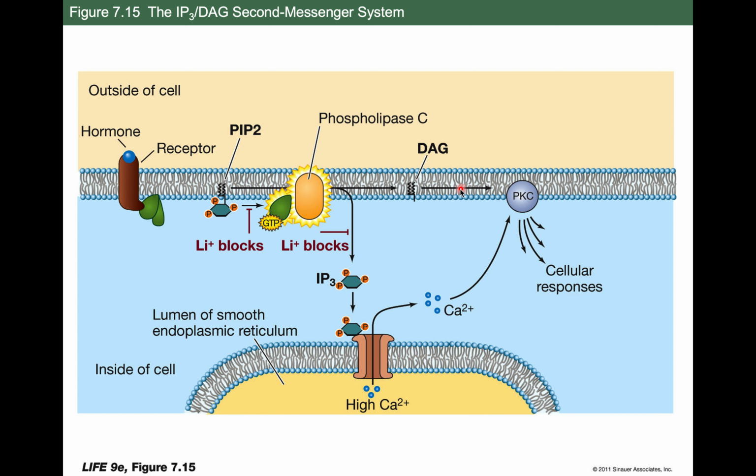DAG is going to be able to diffuse around within the membrane and potentially activate other membrane-bound molecules. IP3, since it's in the cytoplasm, can diffuse away. In this example, you see IP3 binding to a calcium channel on the surface of the endoplasmic reticulum, which opens that calcium channel and allows calcium to flow out. And that kind of segues into the last second messenger, which was calcium ions.